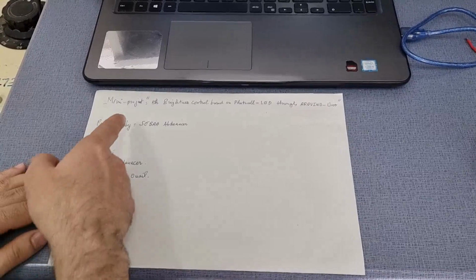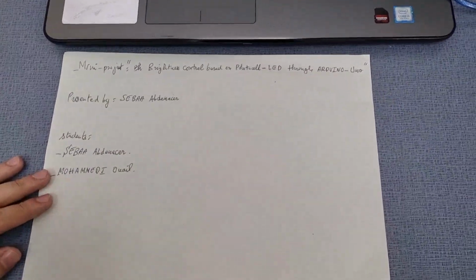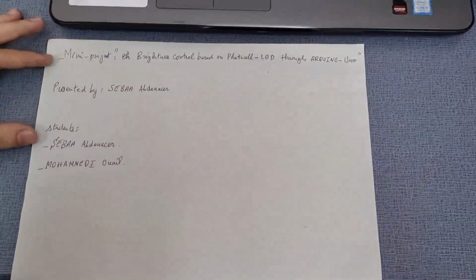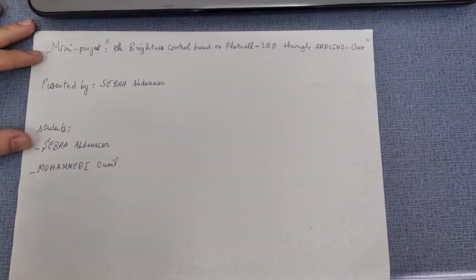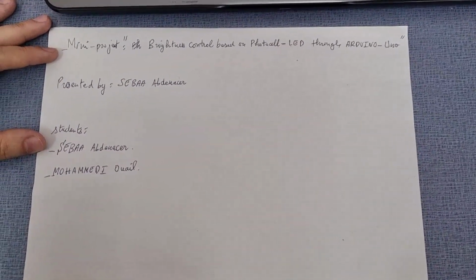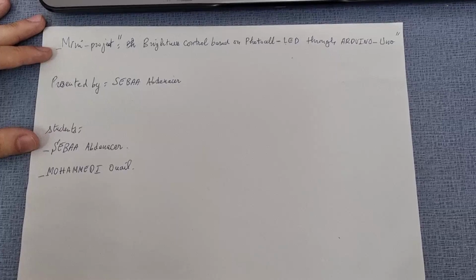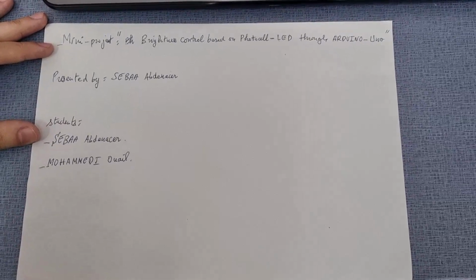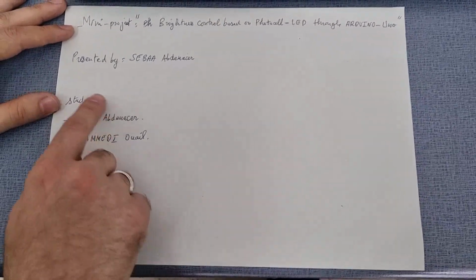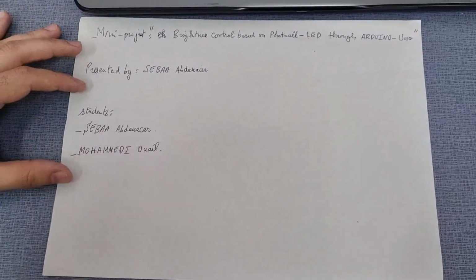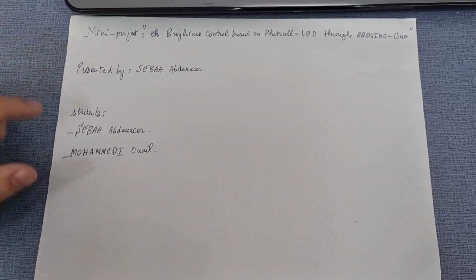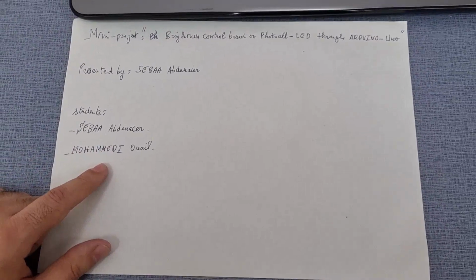So we start with the title of this mini project: brightness control based on a photocell-LED through ARDUINO-Uno. This mini project is presented by SEBAA Abdenacer, and the students who developed it are respectively SEBAA Abdenacer and MOHAMMEDI Ouail.